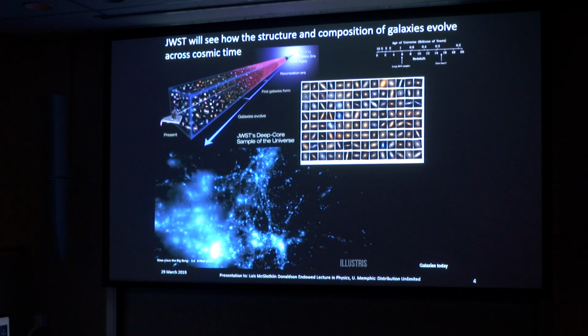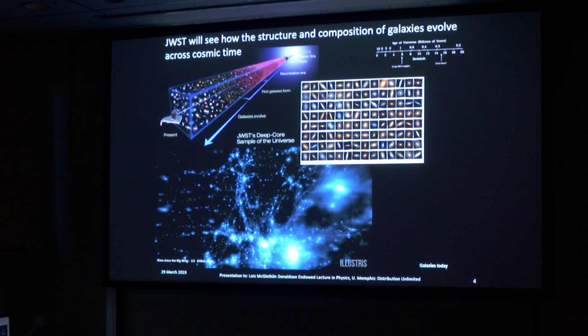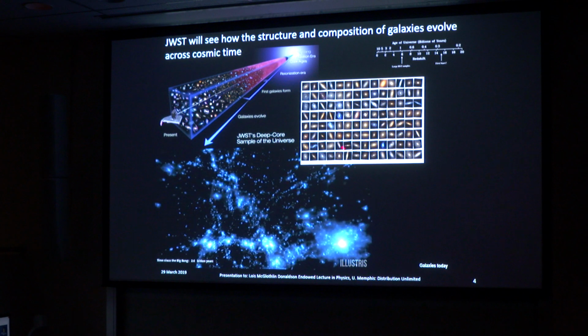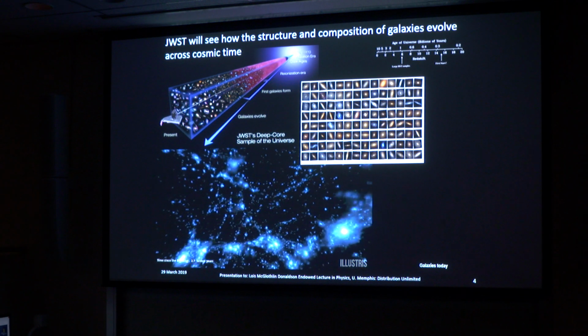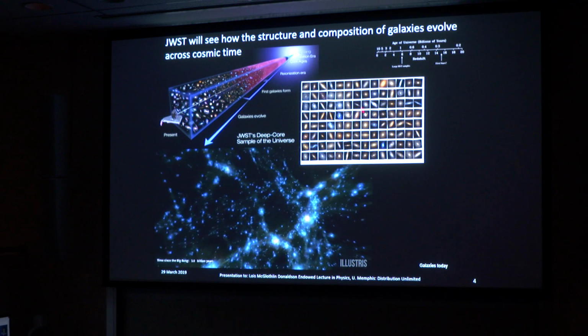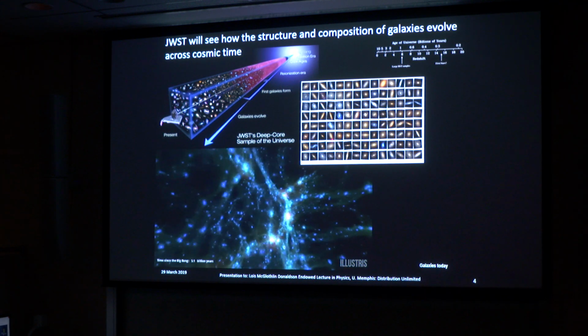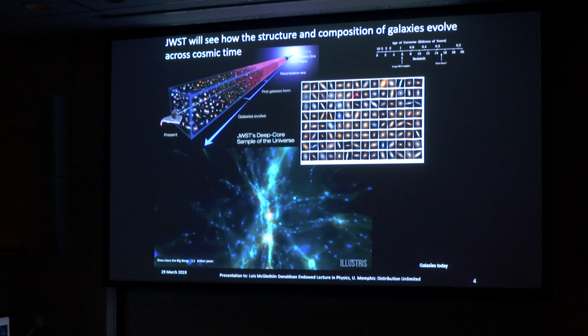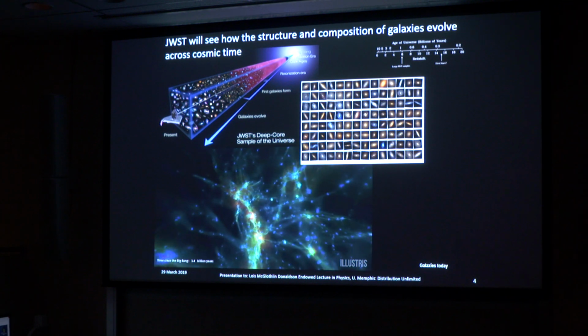Now, when we look at galaxies nearby today, we see their very symmetric shapes or morphologies that you see in your textbooks. Some have spiral arms, some don't, some have bulges, but they're very symmetric and regular objects.